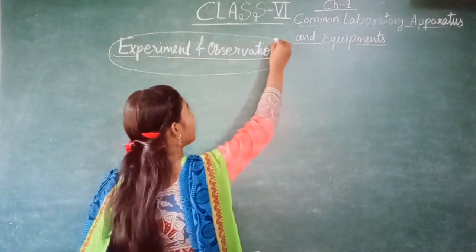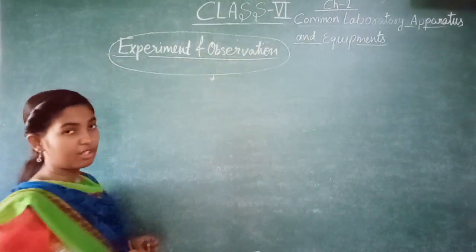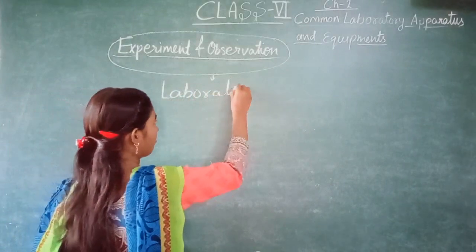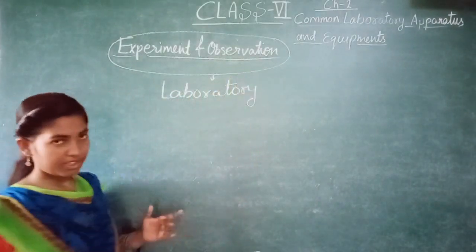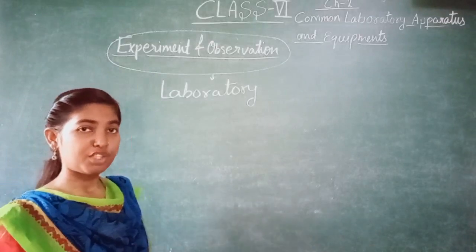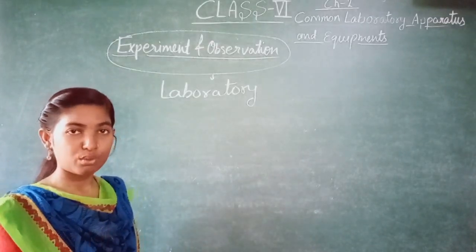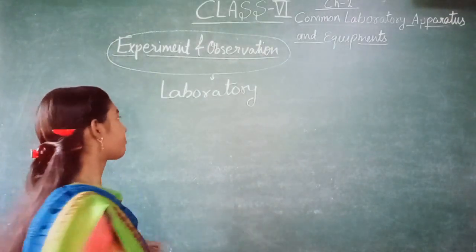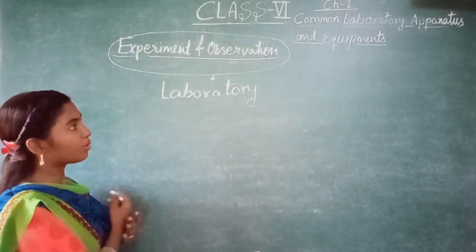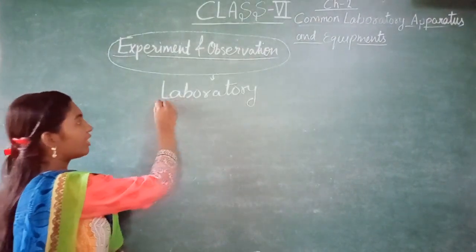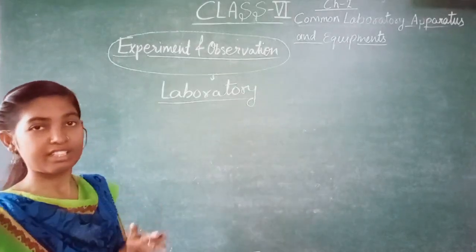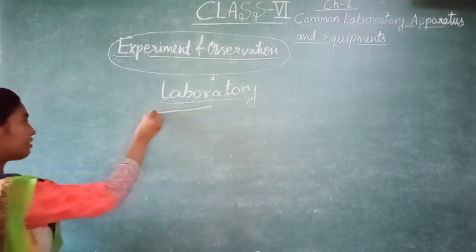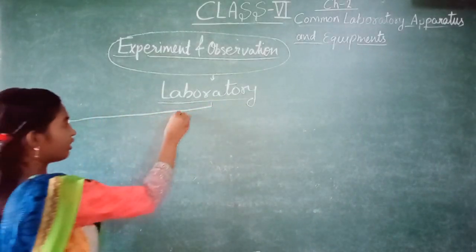This experiment and observation is done in a room. That room is laboratory. So we can define laboratory as a room in which we can do experiments under controlled condition, and we can observe and draw out our conclusion. So we will know about laboratory now. What are the necessary things which should be there in a laboratory? There are mainly 4 things which should be present in a laboratory. We will see one by one.